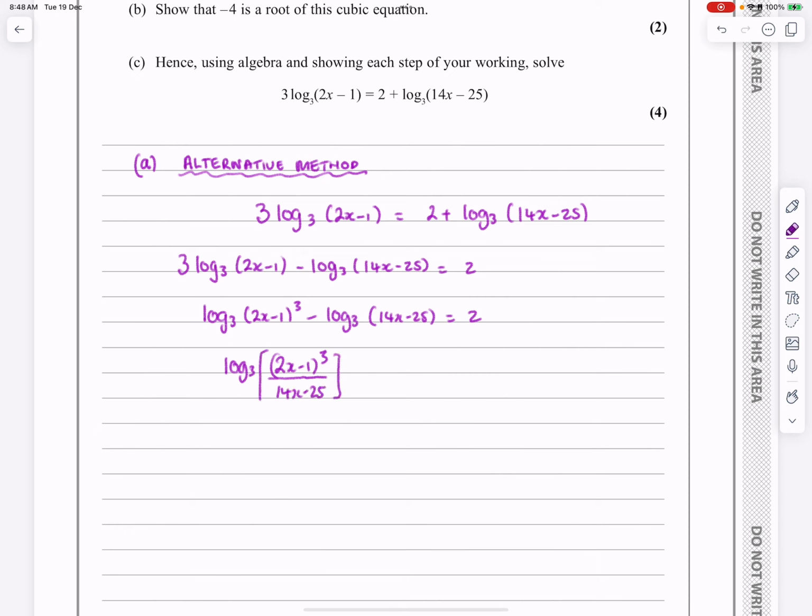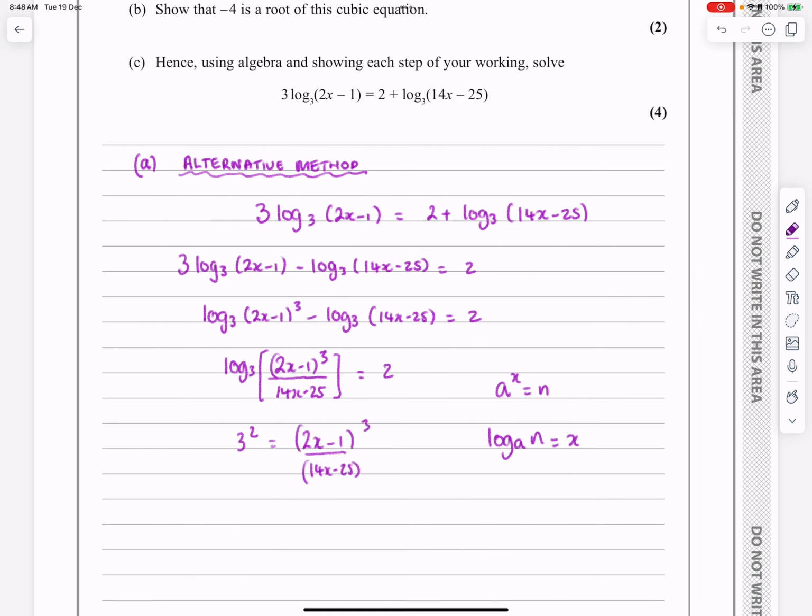I've got log of something is equal to 2, and then I can use what I just said, which is that if I have this power statement, that's the same as log to the base a of n equals x, and I'm going to go this way. So I'm going to say I've got log to the base 3 of that complicated thing is equal to 2, then that becomes 3 to the power of 2 is equal to 2x minus 1 cubed over 14x minus 25.